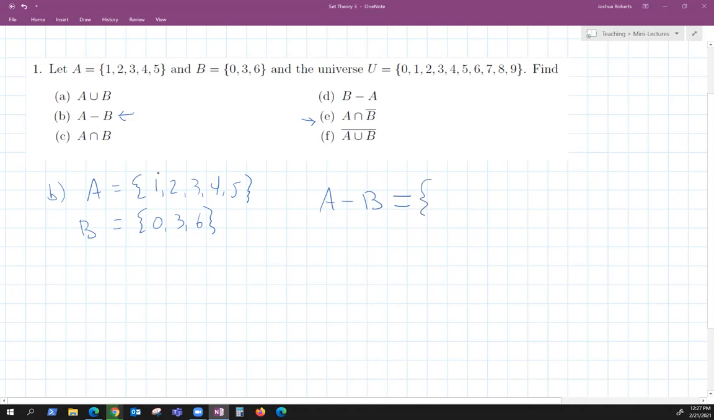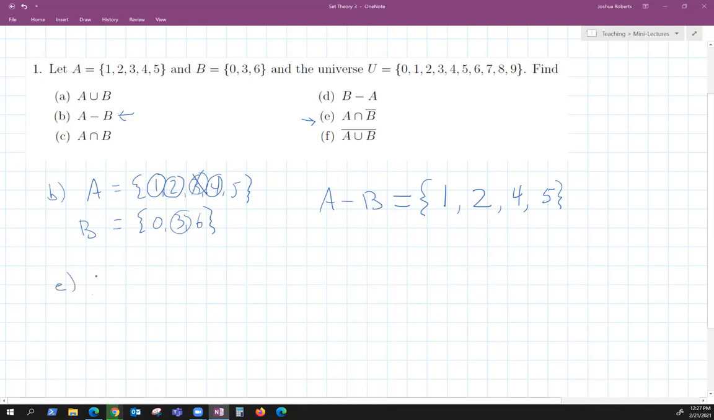So starting out, 1 is in A, 1 is not in B, so it's in the set difference. 2 is in A, 2 is not in B, so that's still in there. 3 is in A, but 3 is in B, so I'm not going to include it. 4 is in A, 4 is not in B, so it gets included. 5 is in A, 5 is not in B, that gets included, and then I'm done. Remember, you just write down everything in A that is not in B. So that's what I would subtract out.